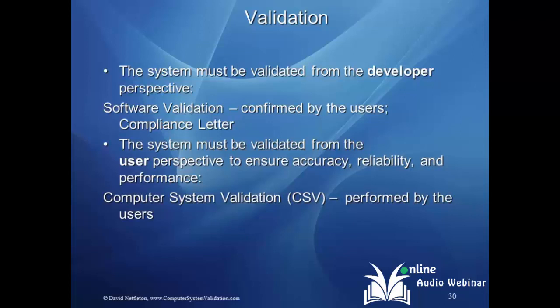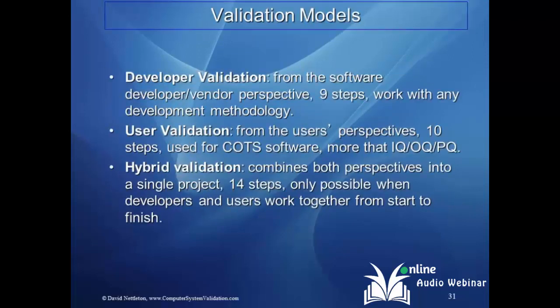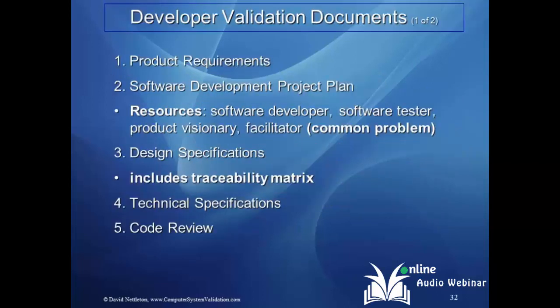Now, there are 3 standard models in the world: developer validation, user validation. These 14 steps allow a company to build their own software. Let's go over developer validation. The second document is the project plan. The third document is the design specifications. The technical specification is the architecture of the software, one programmer talking to another.